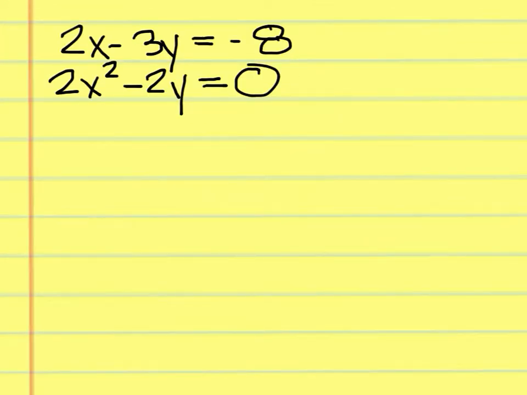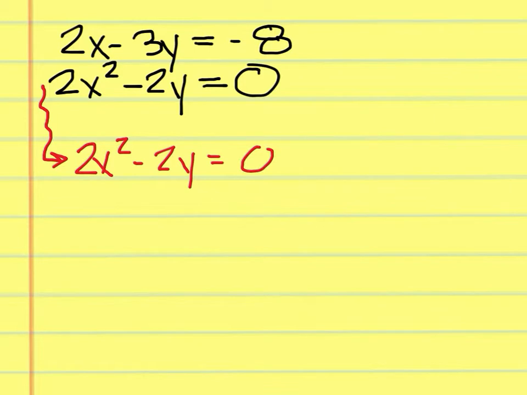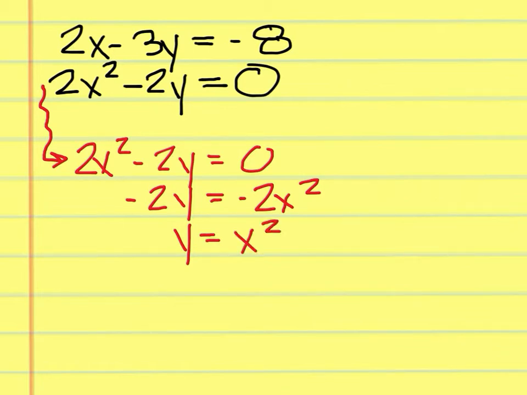Your first move on this problem is to figure out what you can isolate and get by itself easily. You could try the first equation or the second equation, but I'm going to try this one down here: 2x squared minus 2y equals 0. I'm going to leave negative 2y on the left and put negative 2x squared on the right, and then divide both sides by negative 2 to be left with y equals x squared.